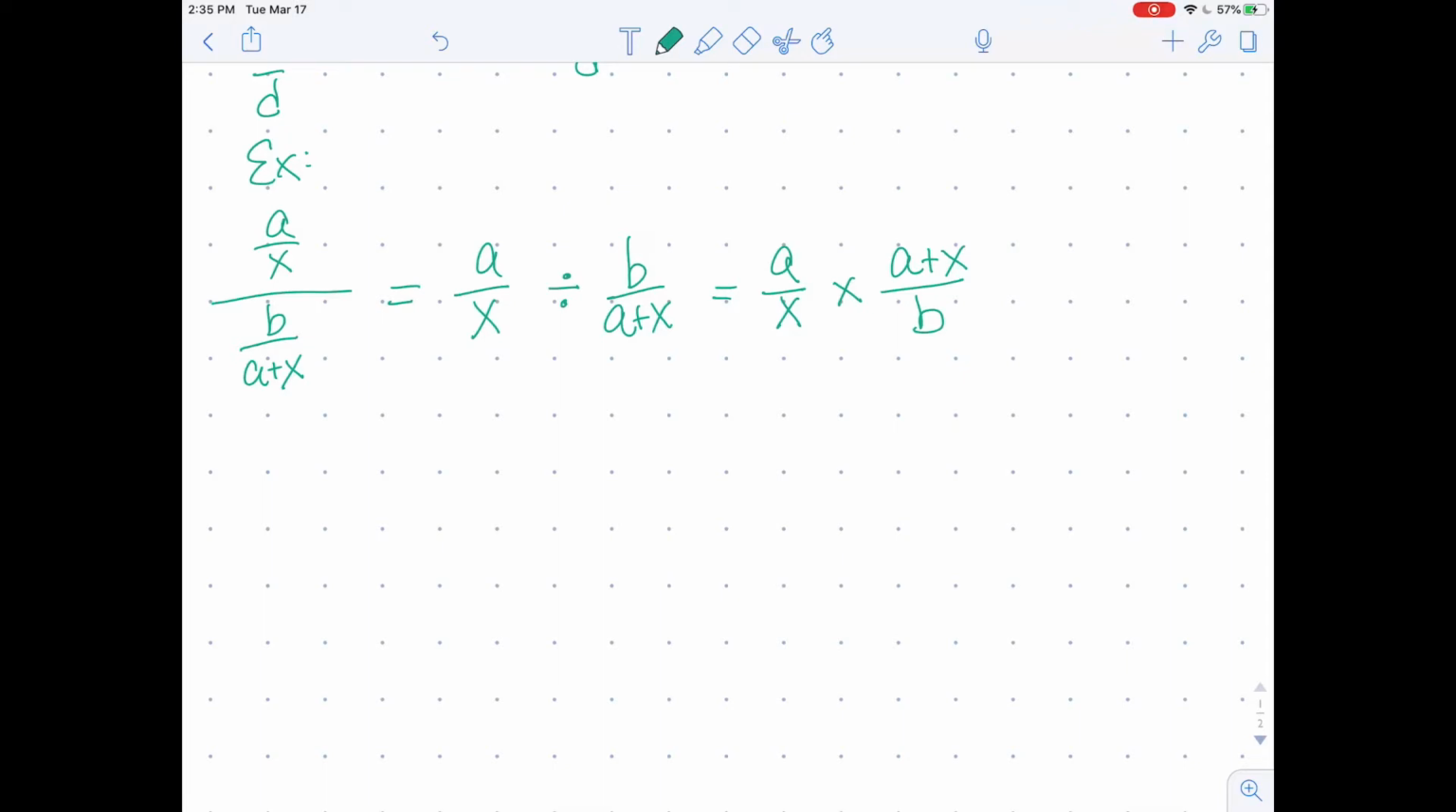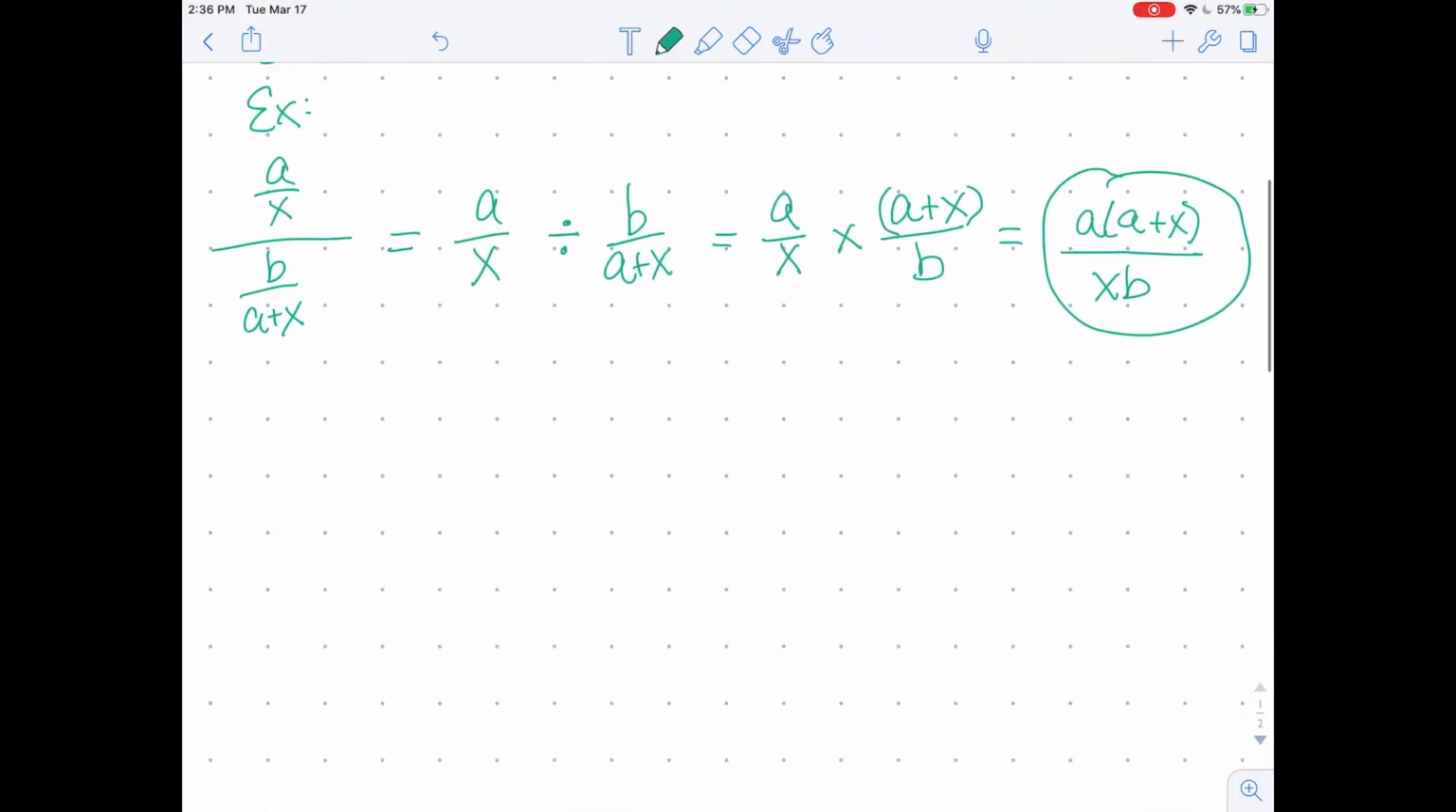Okay, from here, none of these letters match up, so we can multiply these. So if we do a times a plus x, there's really nothing to simplify there, over x times b. There's no numbers, there's nothing we can simplify. So that would be our answer right here. Okay, so sometimes it's just a matter of writing them all on the same line. Do not stress, you will be able to do this. Okay, let's try another example.